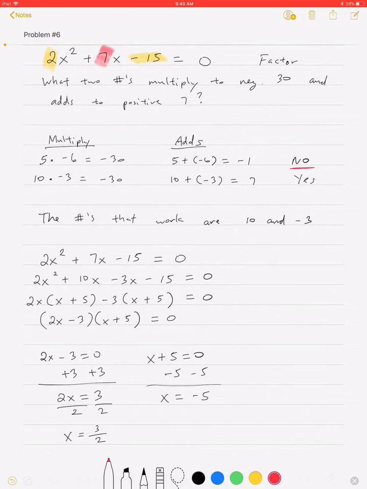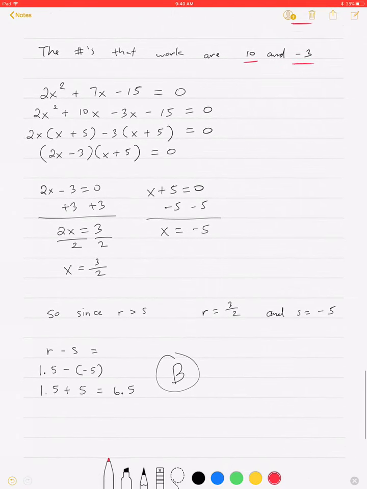And then I tried 10 and negative 3. 10 and negative 3 does multiply to negative 30, and 10 plus negative 3 does make 7. So I wrote yes, these are the two numbers that work, 10 and negative 3.